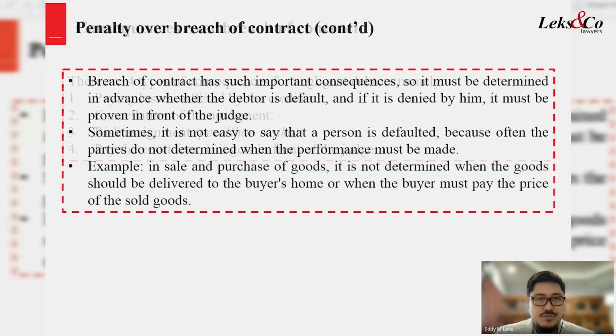Okay, what else? Breach of contract has such important consequences, so it must be determined in advance whether the debtor is in default, and if it is denied by him, it must be proven in front of the judge. Well, this is what happens all the time in transactions. One party will declare that you are defaulting. Sometimes the other party admits, yes, I was wrong, I'm sorry. But sometimes they will deny. They will decline: no, it was not true, I have done this, I have done that.